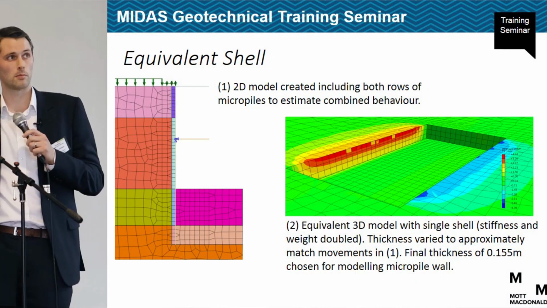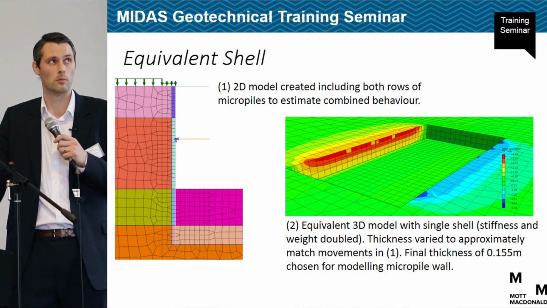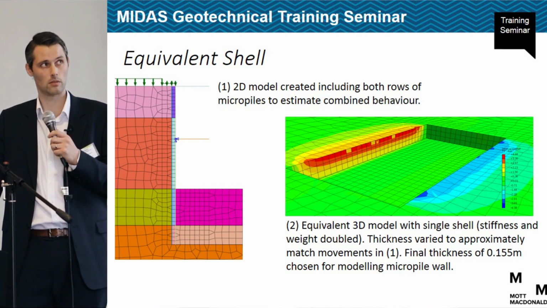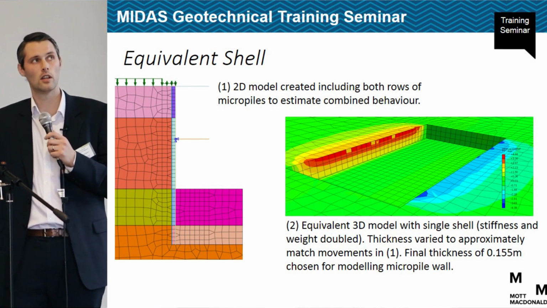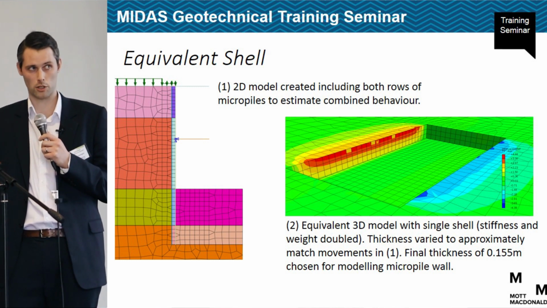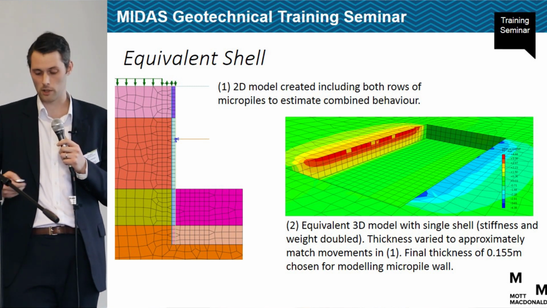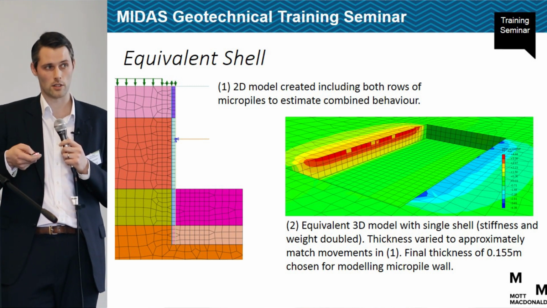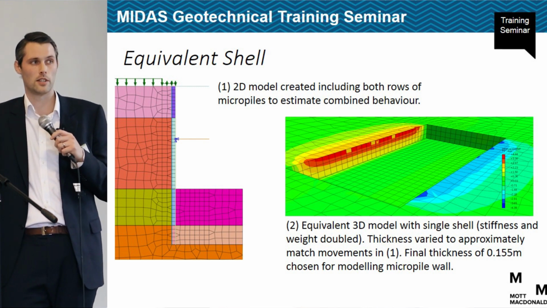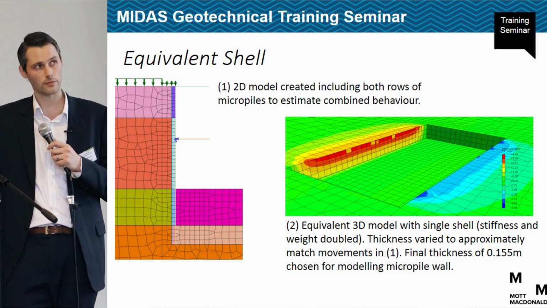So, as I was describing before we were interrupted, we set up a 2D model with both rows of piles modelled as a beam here or an equivalent shell, and then a similar 3D model to approximate plane strain conditions with just a single shell element, and came up with this final thickness for our shell of about 0.155 meters, with the stiffness and weight double that of a single row.